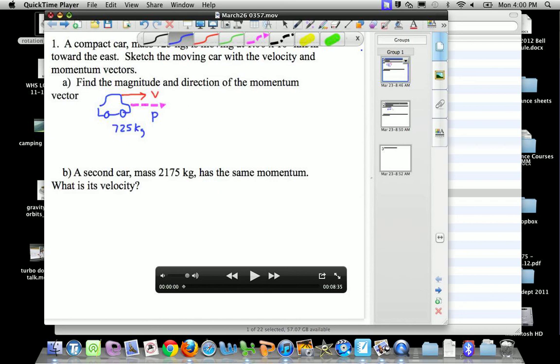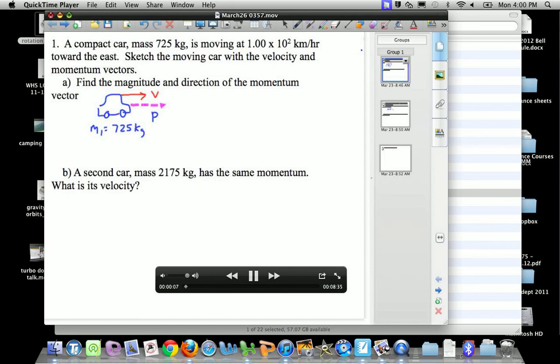Okay, you should have a sketch that looks something like this, showing a car. And you can't draw a car as good as me, just do your best. Showing the velocity vector pointing to the right, and also the momentum vector is pointing in the same direction as the velocity vector. So we're going to do part A now. We're going to try to find the magnitude and direction of the momentum vector.